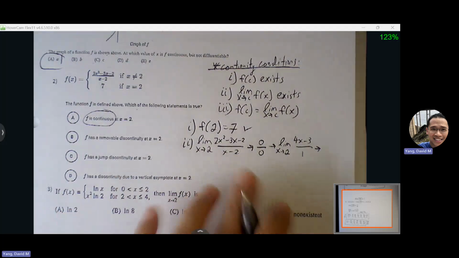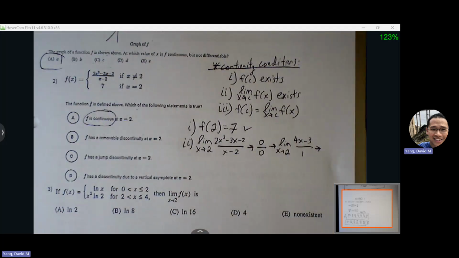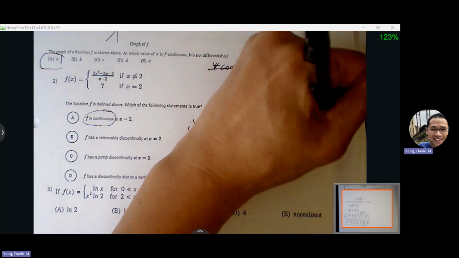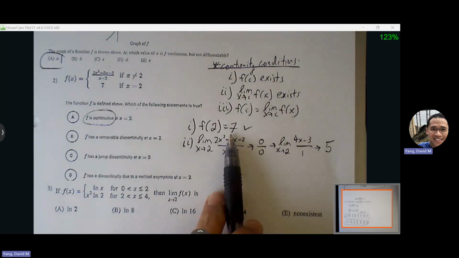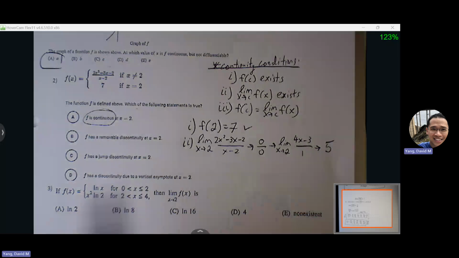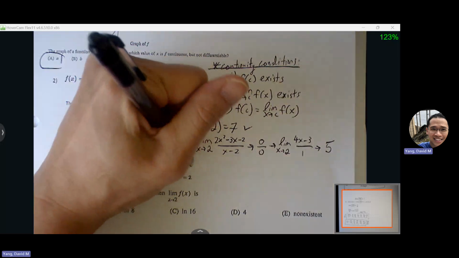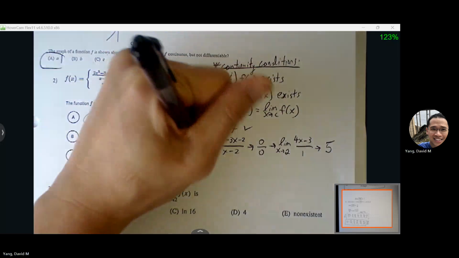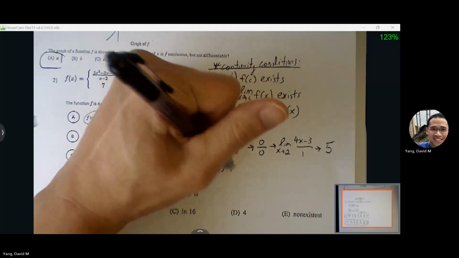So the derivative of the numerator is 4x minus 3. The derivative of the denominator is 1. Evaluate the limit at 2. I get 8 minus 3, which is 5. So my ordered pair is at (2, 7), but my limit is at 5. So is it continuous? Not continuous, right?